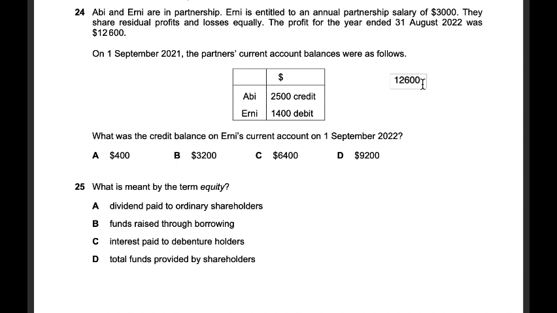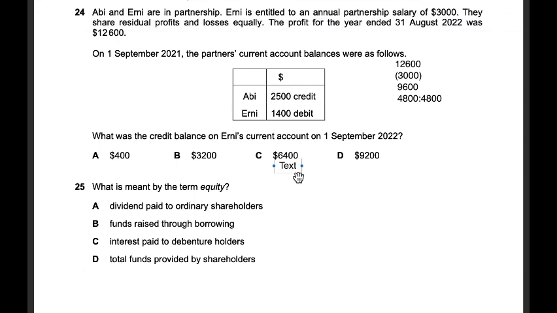Alright. So let's find out the appropriation and the available profit for distribution first. So the profit of the year, 12,600 minus the partnership salary, which gives us 9,600. Now we divide it between two people and we get 4,800 for each.